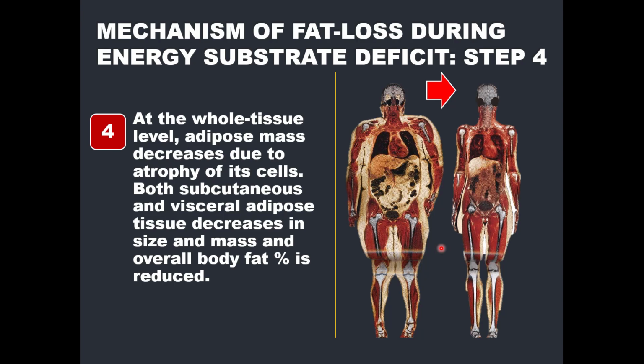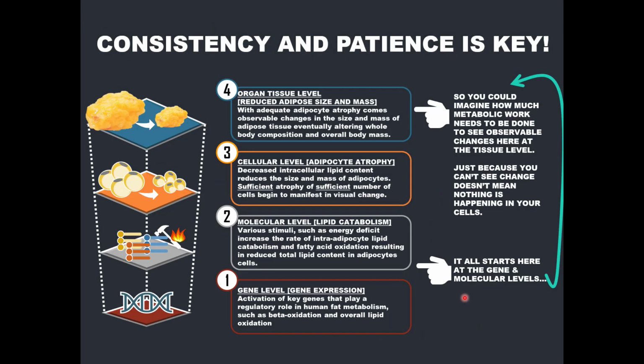So as you can see, changes at the whole body level all start at the molecular level. So yes, there is a lot of work that needs to be done inside your cells in order for you to actually observe changes in your body composition. So going back to this figure here, we have to understand the scale of the weight loss process. It all starts at the molecular level. So you could imagine how much work needs to be done to see observable changes at this level here, which is what matters, the tissue and the whole body level.